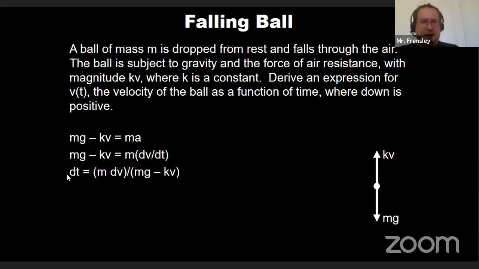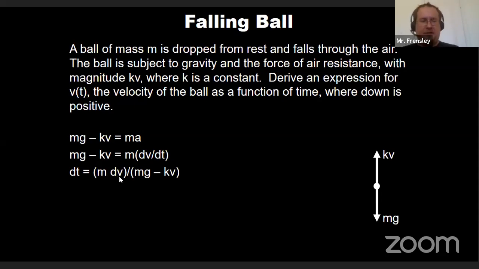So we see dt on the left by itself is equal to mdv on the top divided by mg minus kv on the bottom. We would like to integrate both sides, but the only way to integrate the right-hand side is for the numerator to exactly be the derivative of the denominator. If the numerator is the exact derivative of the denominator, then the right-hand side becomes natural log of the denominator.